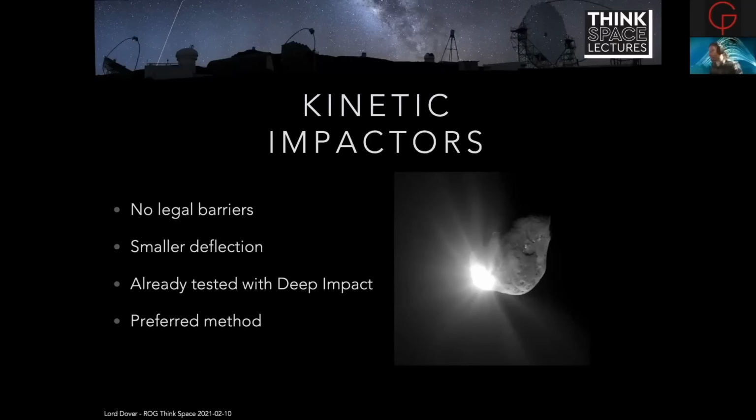And this has a few benefits. So firstly, it doesn't cause any problems with international law. At the moment, it's actually forbidden to send nuclear weapons to space, which is obviously a very good idea. But because we can't send nuclear weapons to space, we can't practice deflecting asteroids with them. But with kinetic impactors, we can practice moving asteroids around to see how well it works. And we've actually already tested this.